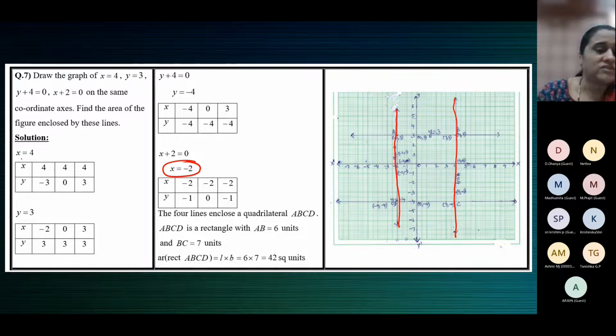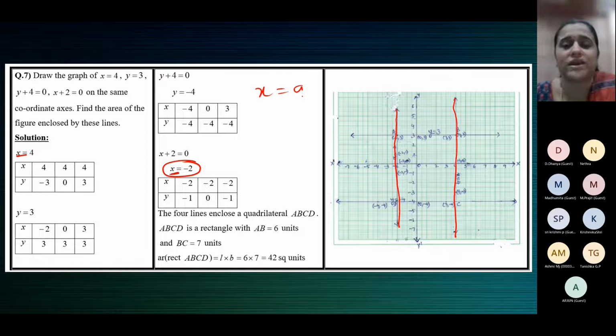So break it like that and understand: when you see an equation like x is equal to, that is x is equal to a. The standard form is x is equal to a, where a is a constant. X is equal to a is a line parallel to the y-axis. Put that in your mind first. Next, is it to the right or left of the y-axis? If it's positive, right side. Negative, left side. Distance, whatever is mentioned here: 4 units, 2 units.